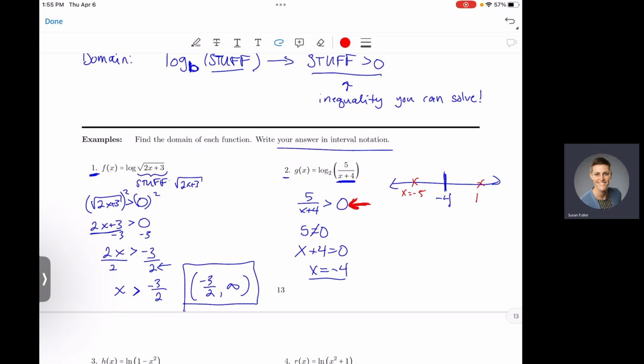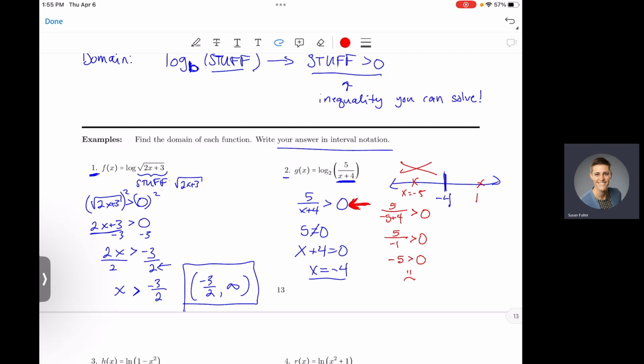Okay, so now I'm going to test my values, and we are going to test them in the inequality. This is the one we're trying to solve. This is where we're testing those values. So when I plug x equals -5 in, I get 5 over -5 plus 4. My inequality says that should be greater than 0. Okay, 5 divided by -5 plus 4, that's -1. 5 divided by -1 is -5, and my inequality says that's greater than 0. But -5 is not greater than 0.